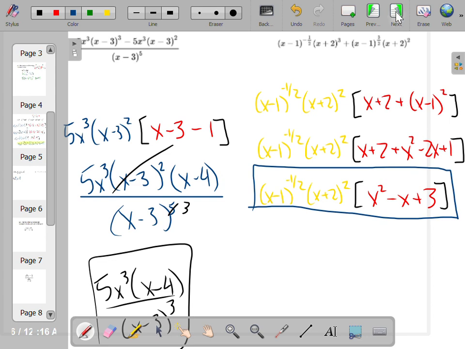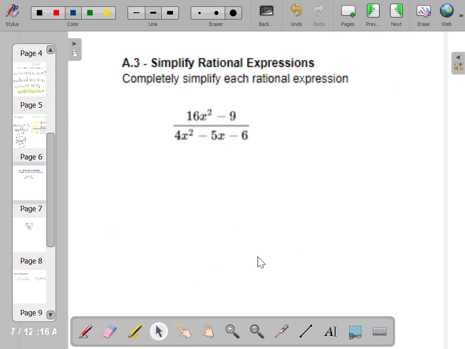That's A2. Let's try A3. So this is rational expressions. We're going to factor everything we can, and if any of the factors cancel out, great. So I'm going to factor the numerator. There's no GCF, but that's a difference of squares: 4x plus 3, 4x minus 3.